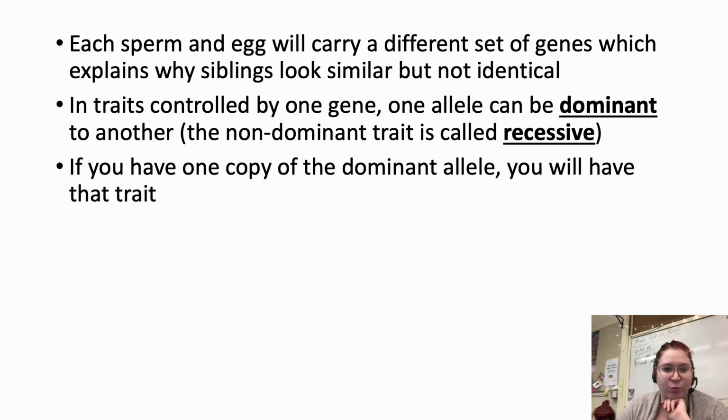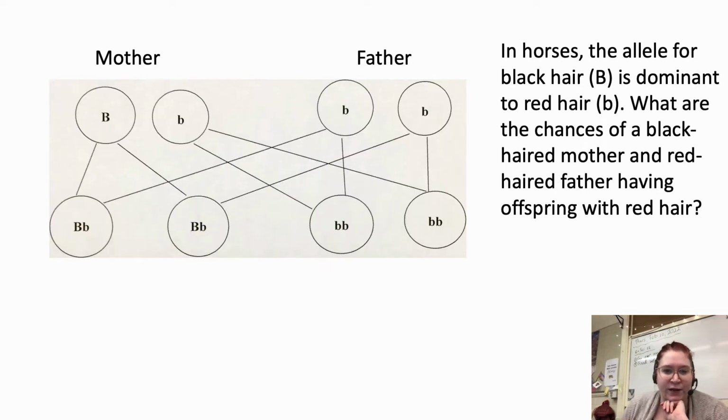So let's look at an example. Here we have a mother and father horse, and you can see the mother's gametes here. These letters stand for alleles. And when you see a capital letter, it means that this is dominant. So it says in horses, the allele for black hair is big B. That means it's dominant to the allele for red hair, which would be this little b. So this one's recessive.